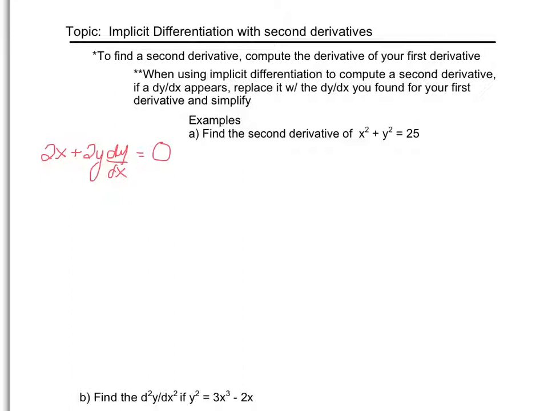I'm going to get dy/dx by itself by subtracting 2x and dividing by 2y. I'm going to do it in one step, and I get dy/dx is negative 2x over 2y, which reduces to just negative x over y. Now that I found my first derivative, I'm going to switch colors and find my second derivative.